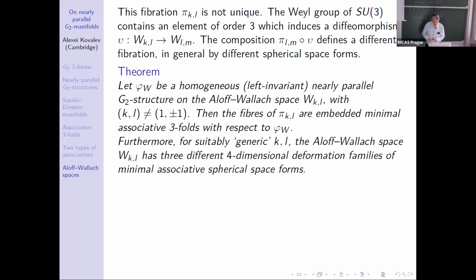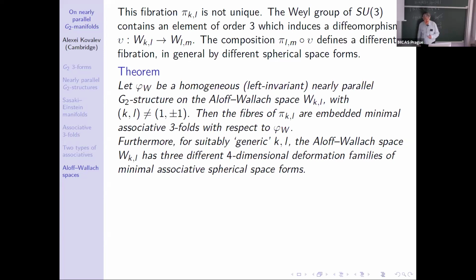And now the result we got is, okay, assume that this phi_W is the homogeneous left-invariant nearly parallel G2 structure that we just described on Aloff-Wallach spaces. So we assume that K and L are generic, so not 1 and -1. Then the fibers of this fibration are embedded minimal associative 3-folds. So here we get minimal spherical space forms with respect to this nearly parallel proper G2 structure.